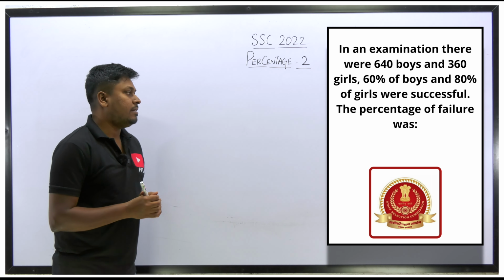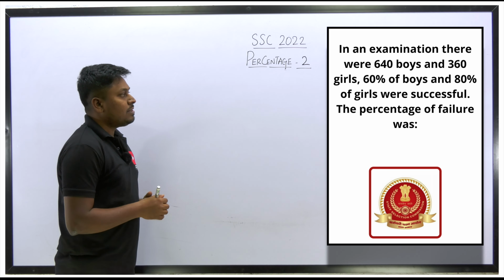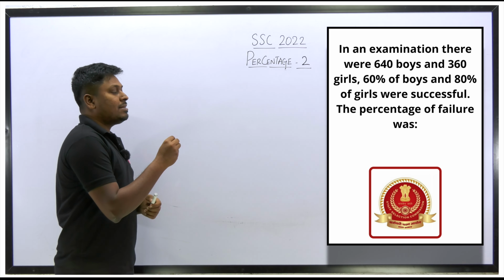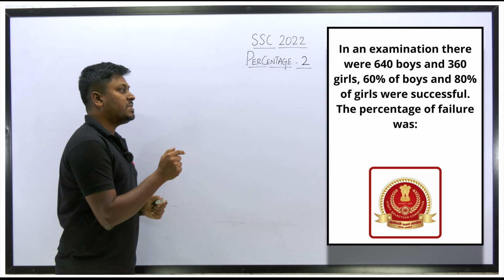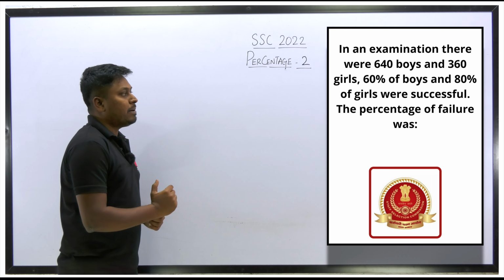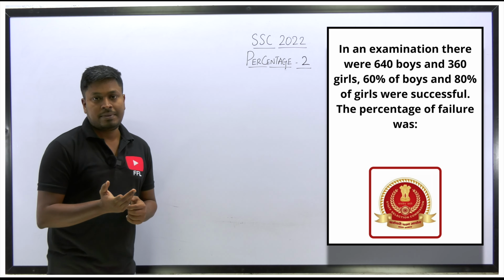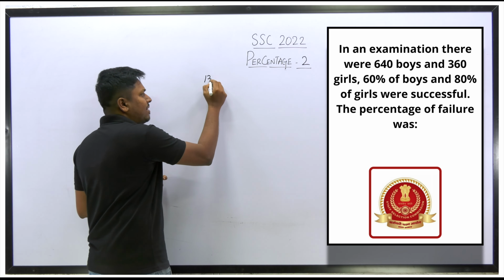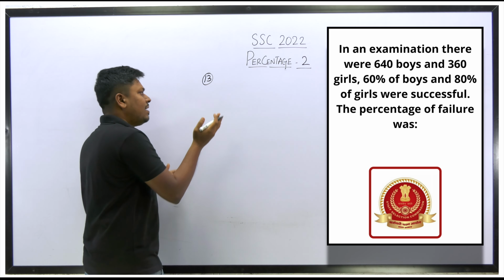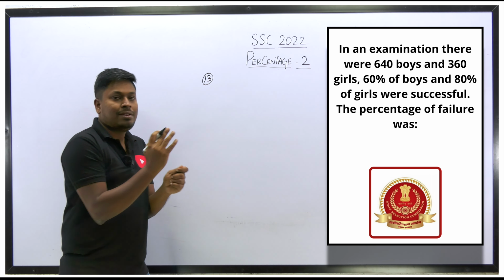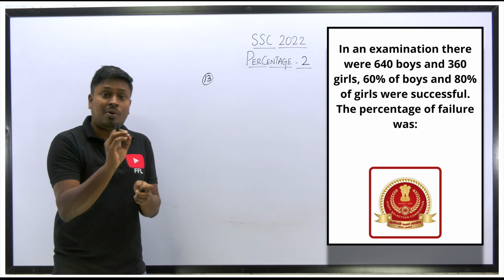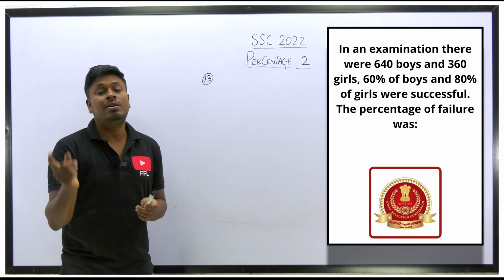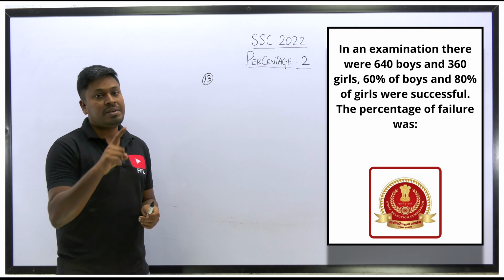Question number 13. So in an examination, there were 640 boys and 360 girls. So 60% of the boys and 80% of the girls were successful. The percentage of failure was. So just see, friends, this question is also similar to question number 11, I think so. First question what we solved. In the first question, similarly, they have given all the percentage value for the scholarship person. Our target is to find the total number of students who did not get a scholarship. What we solved in question number 11.